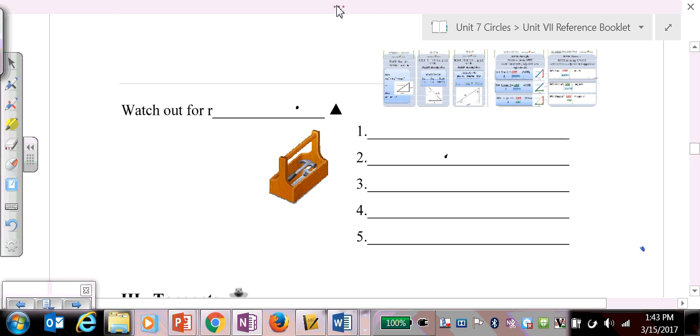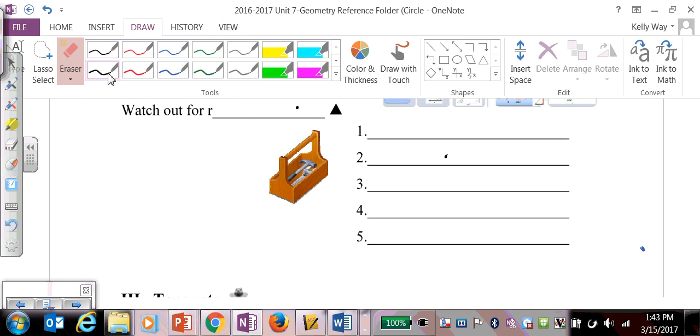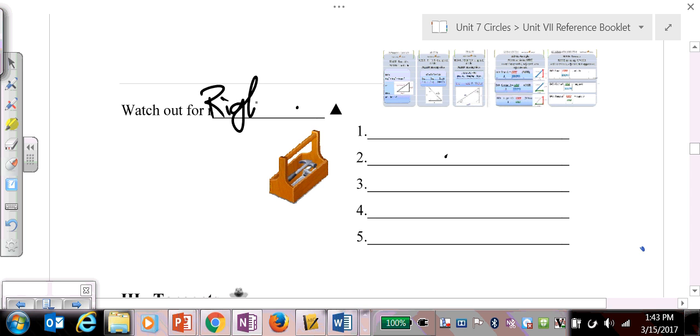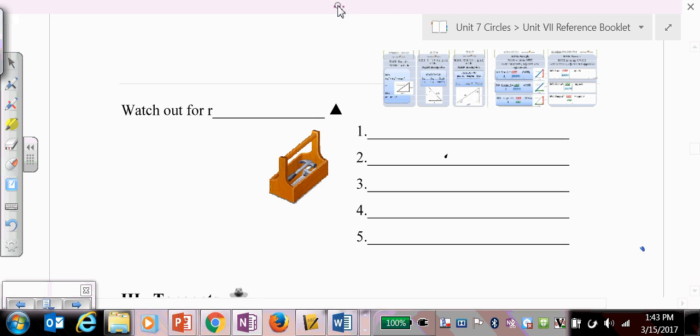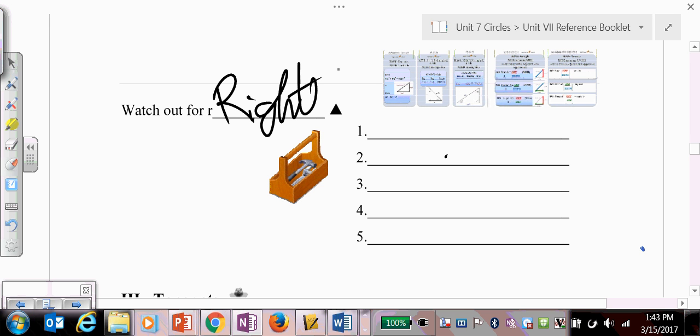So I'd like you to write, what are the 5 different things you can do with right triangles? Do not say it out loud. See if you can write those out without looking at anything. I'll start landing on people in about 20 seconds.